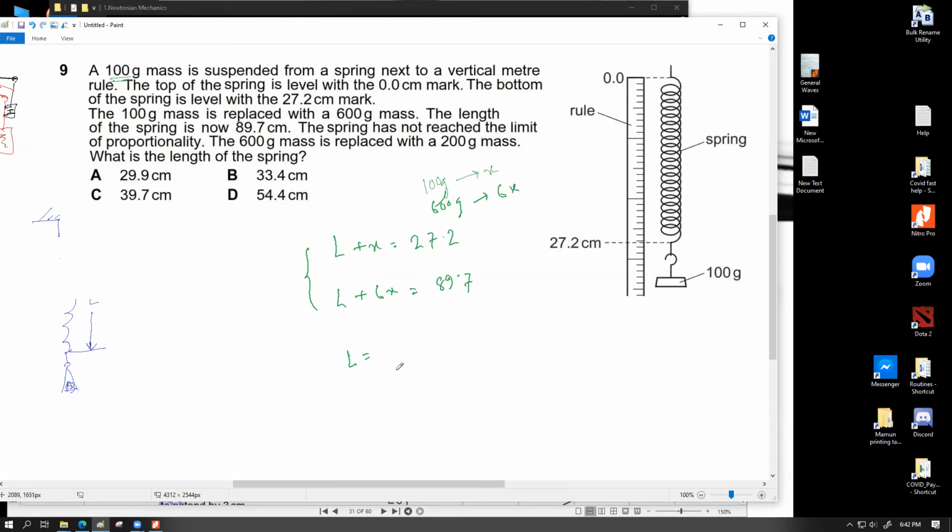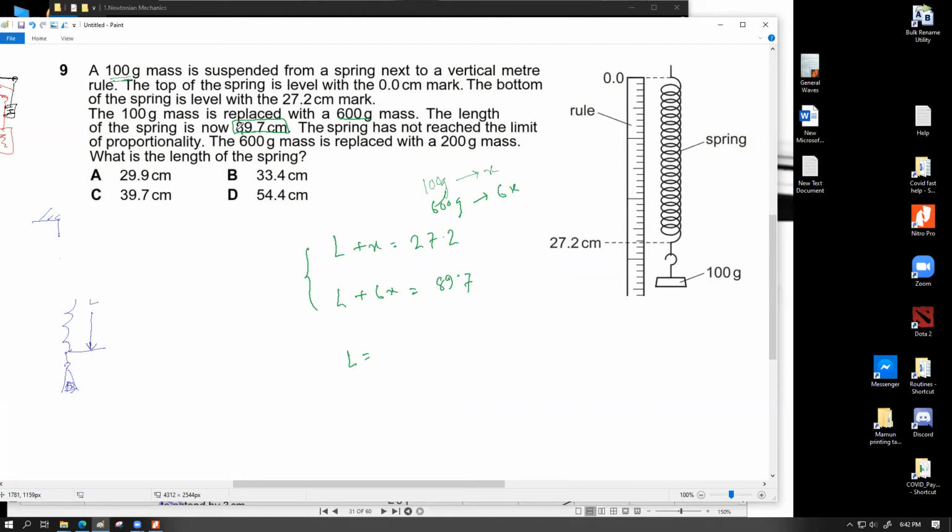So I didn't understand the second equation. Oh, the second equation says that the 100 gram mass is replaced with a 600 gram mass. So whenever we replace this thing with a 600 gram mass, the spring is going to be farther long. And then the bottom of the spring, or the length of the spring, will become this much. So this much is the total length of the spring under the effect of a 600 gram mass.